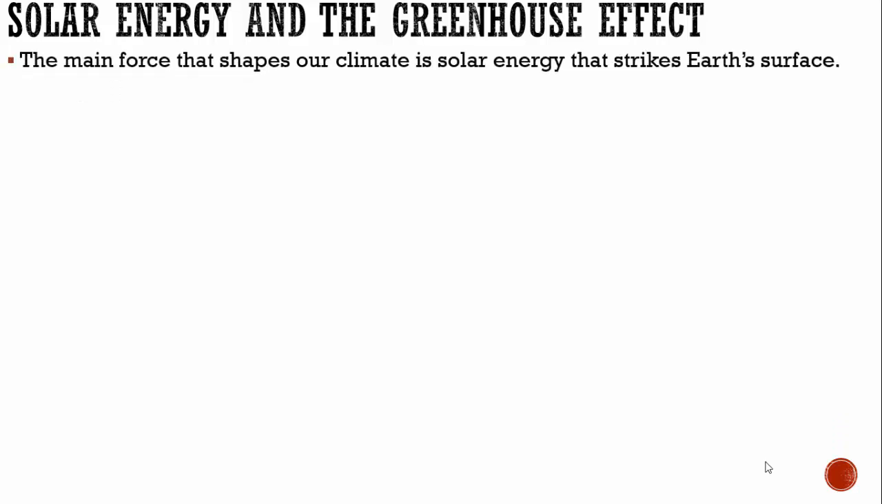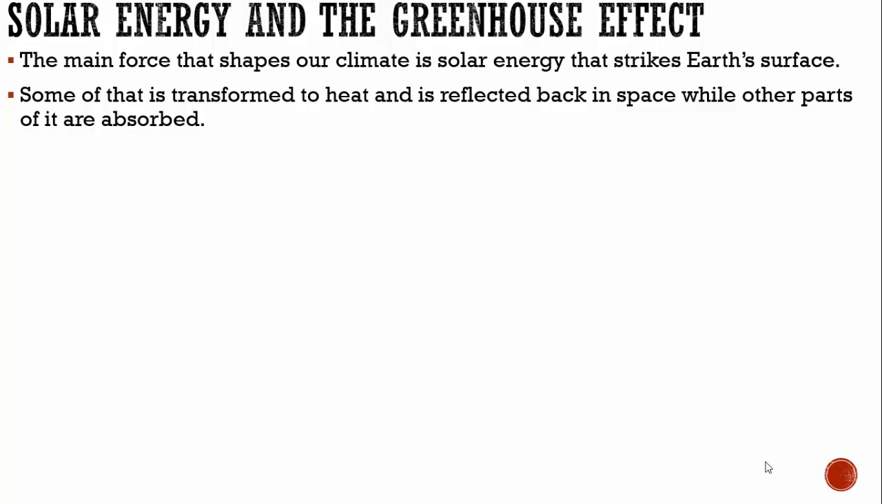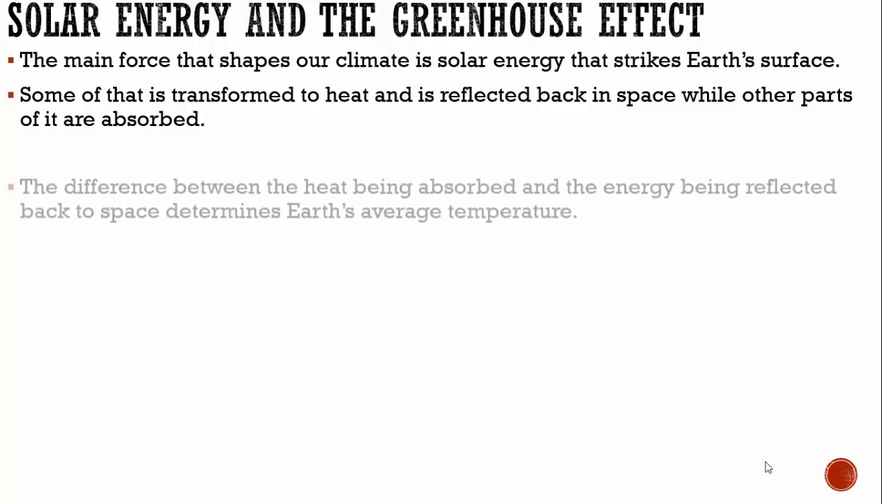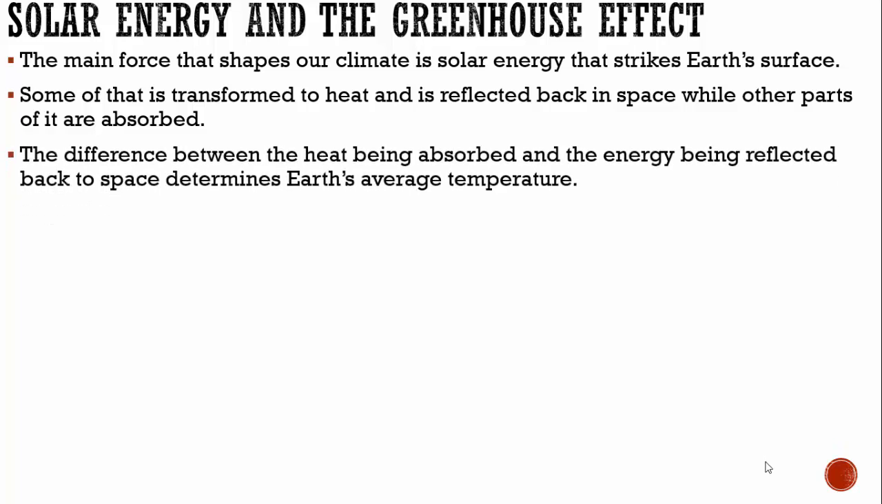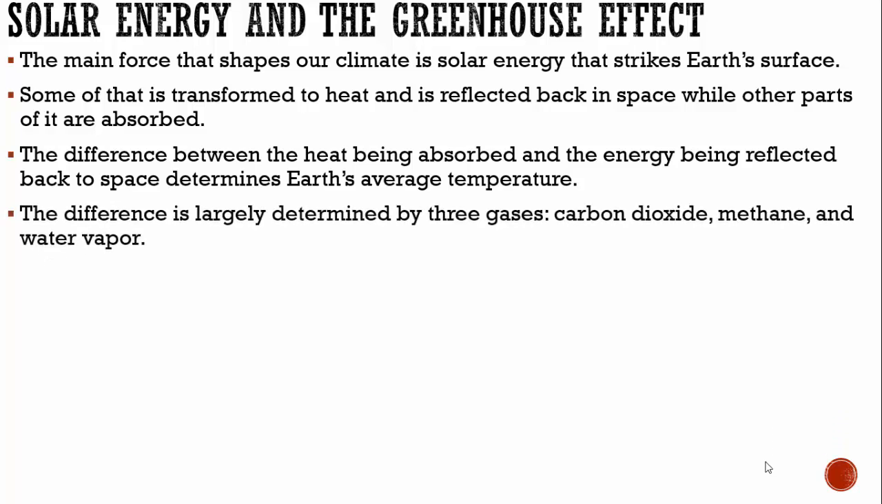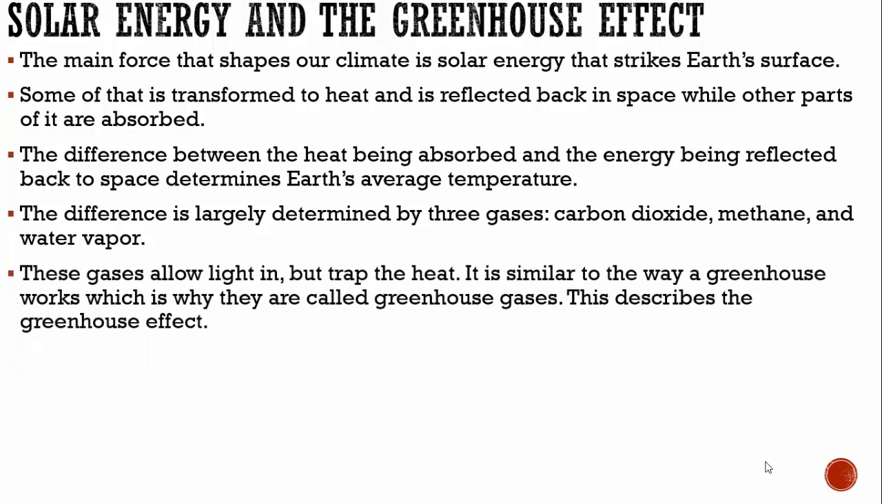Now, the main force that shapes our climate, and we're talking about Earth's climate, is solar energy that strikes Earth's surface. Solar energy referring to the sun. Now, some of that solar energy is transformed to heat and is reflected back in space, while other parts of it are absorbed. And the difference between the heat being absorbed and the energy being reflected back to space determines Earth's average temperature. Now, the difference is largely determined by 3 gases: carbon dioxide, methane, and water vapor. Now, these gases allow light in, but they trap the heat. It's similar to the way a greenhouse works, which is why they're called greenhouse gases. This describes the greenhouse effect.